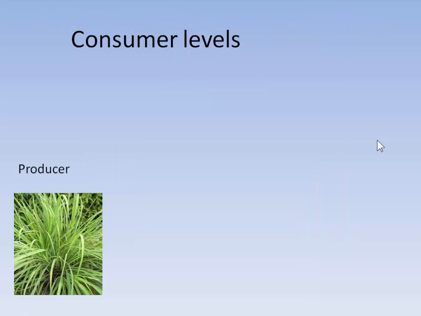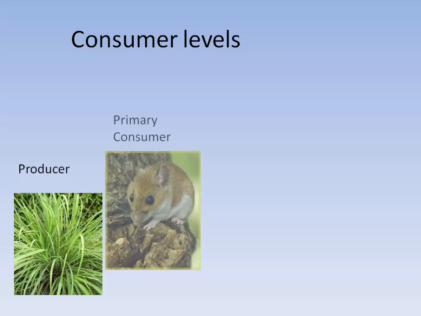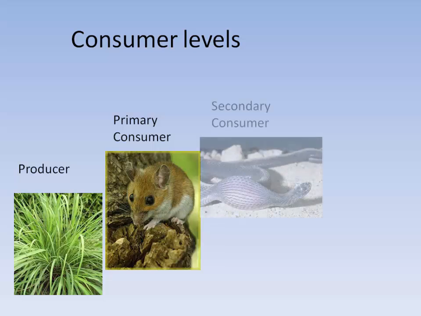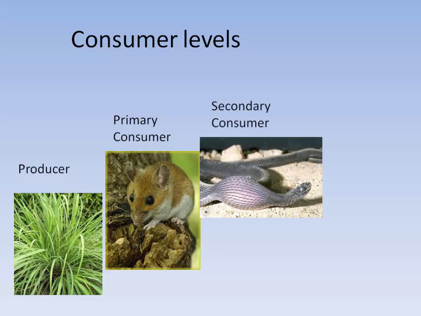Now we have different levels of consumers. It all starts with the producers. A primary consumer, or a herbivore, is a consumer that eats producers. So here's a little mouse, and he eats grass and seeds and things like that. But the mouse has a bad day, and the snake comes along and eats the mouse. So the snake is what we call a secondary consumer. Secondary consumers eat primary consumers.